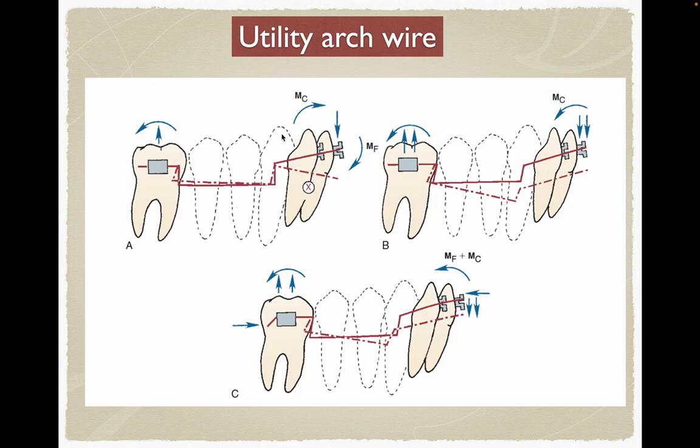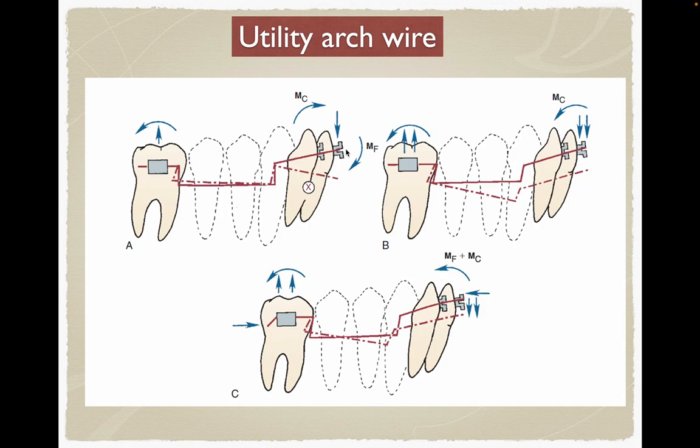Now, as you can see, we can't tell you how much is the moment, how much is the force applied. We just tell you the direction of the net moment. So you are applying an intrusive force here. The force is applied labial to the center of resistance. So that will result in intrusion as well as rotation in this direction. So we're going to have rotation in the labial direction. The crown will go labially and the root will go lingually.